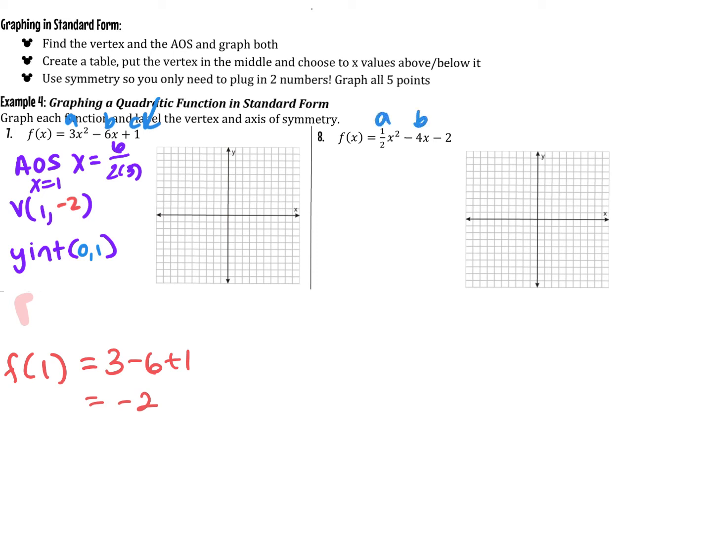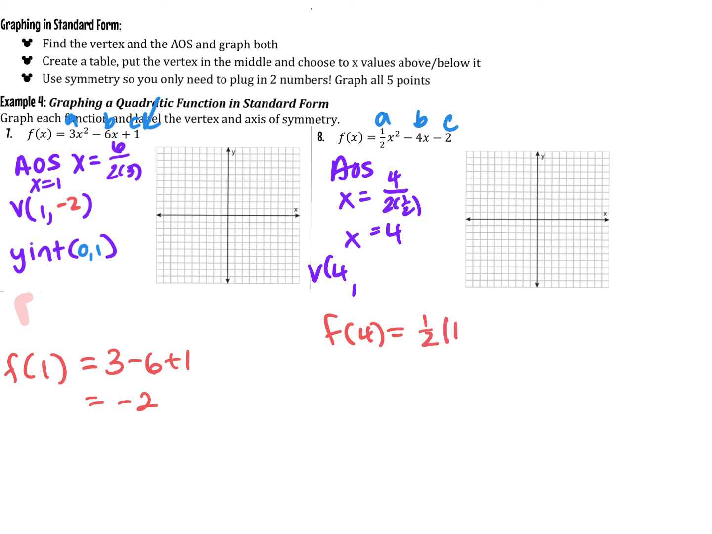Similarly, on number 8, I'm going to identify a, b, and c. I'm going to find the axis of symmetry first. x equals the opposite of negative 4 over 2 times 1/2. This is going to be 4 over half of 2, which is 1. So x equals 4 is going to be the x value of my vertex and my axis of symmetry. And then I'm going to plug in 4 to figure out what the y value is. So half of 4 squared is 16, minus 4 times 4 is 16, minus 2. If I simplify this, I'm going to get 8 minus 16 minus 2, which is going to be negative 10.